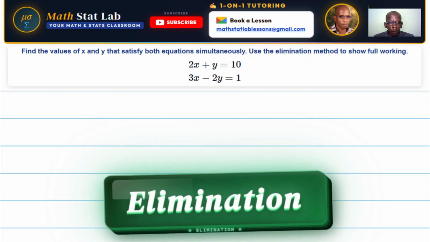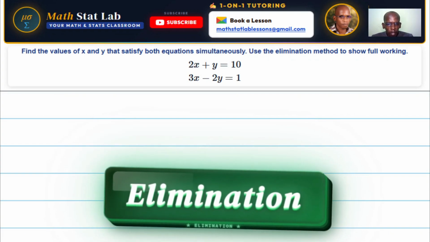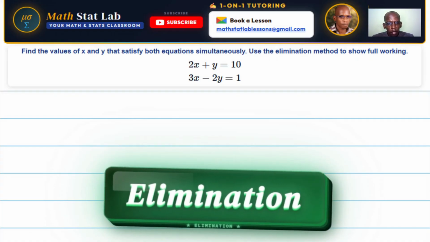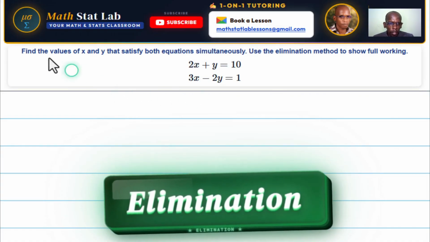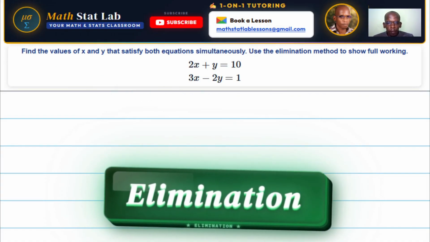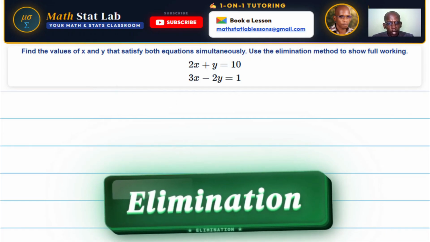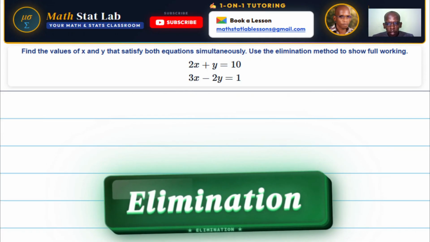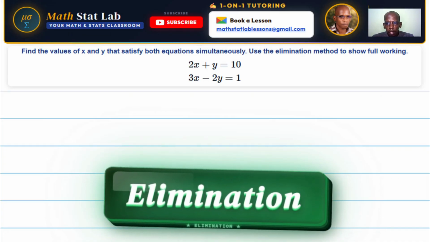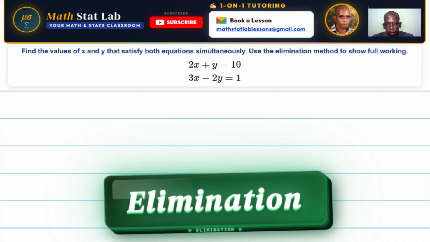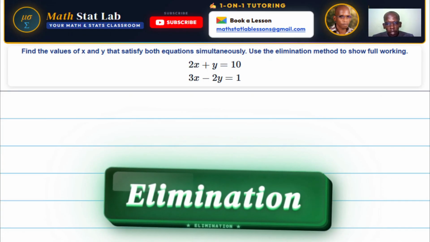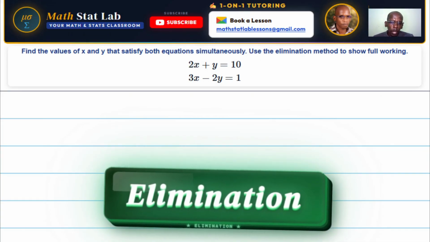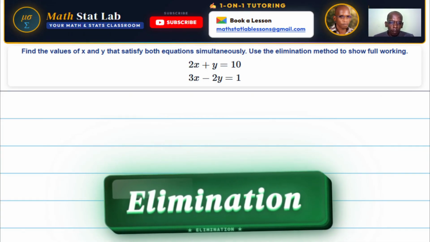In this lesson, we are going to learn how to solve a system of equations using the elimination method. And we are going to use this exam question here as an example. It says, find the values of x and y that satisfy both equations simultaneously. Use the elimination method and show full working. Then you are given 2x plus y is equals to 10, then 3x minus 2y is equals to 1.